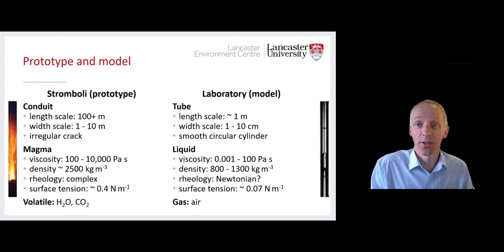Finally, to keep things straightforward, we can just use air as our gas. This means that we can run the experiment at room temperature, and we don't need a gas cylinder supply. So you can see that the model materials are very different from those in the prototype, and their parameter values may differ by many orders of magnitude. I've already mentioned geometric similarity of the apparatus to the prototype, but we now also need to consider kinematic and dynamic similarity.